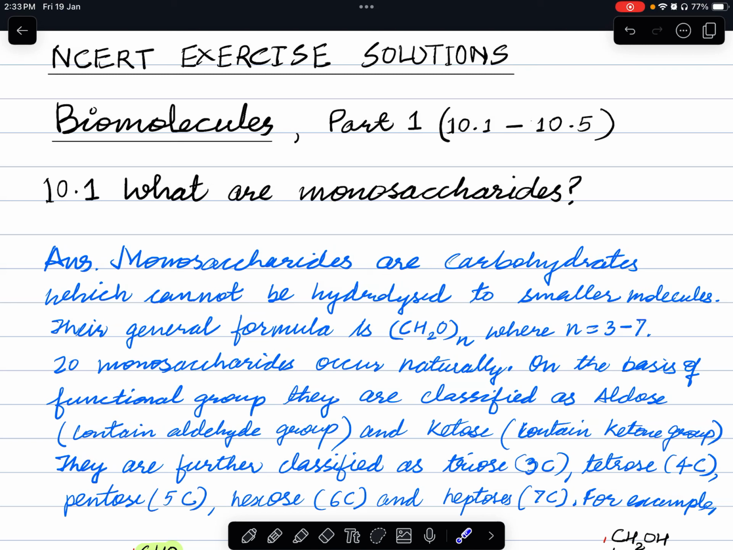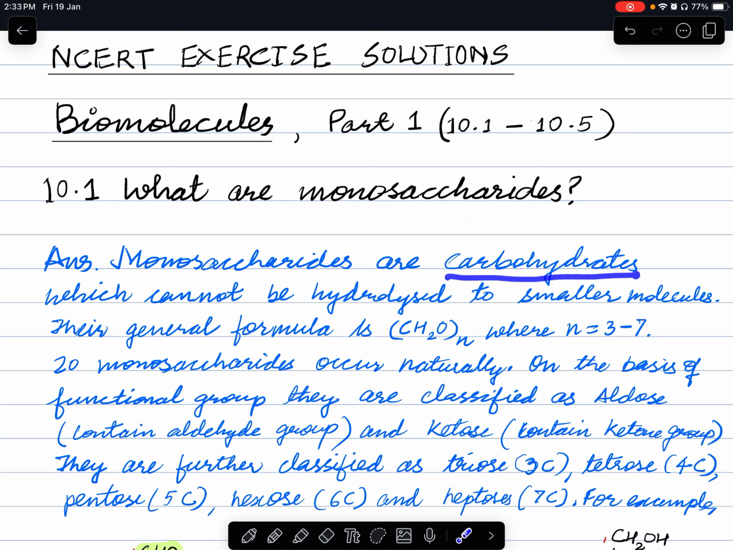Today we are starting a new chapter, biomolecules, and we will be doing NCERT exercise questions 10.1 to 10.5. First question is, what are monosaccharides? The term monosaccharide we can break into mono, which means one, and saccharide, which is derived from a term saccharin, which means sugar.